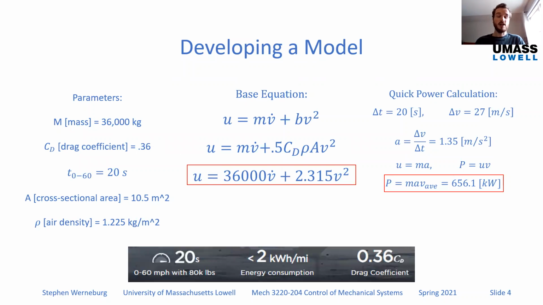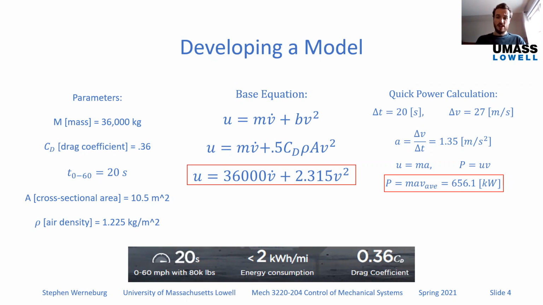When I was developing the model, I had some parameters that I got off of the Tesla website, and also standard air density. So I was able to come up with the model, which is the force is equal to the mass times acceleration plus the damping coefficient times the velocity squared. And that damping coefficient is just from the drag of the air. And then I also made a power calculation based off of Tesla saying that they can get from 0 to 60 in 20 seconds fully loaded.